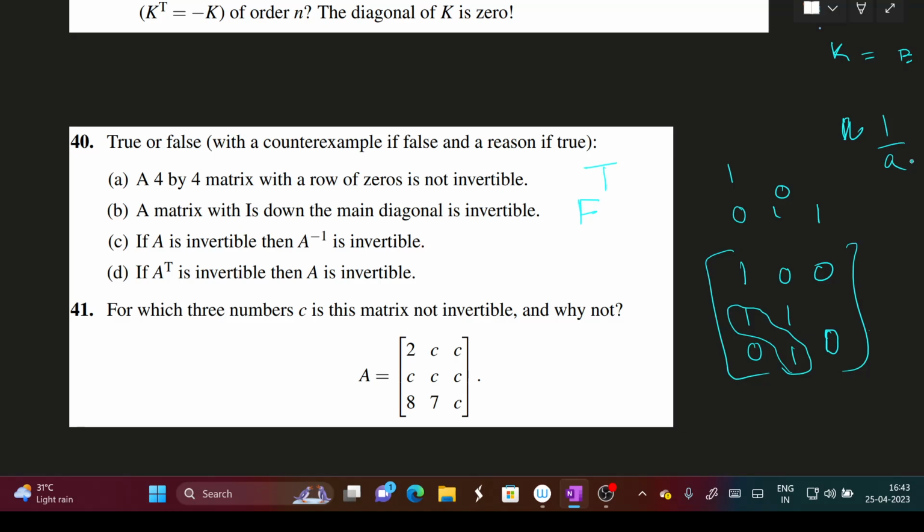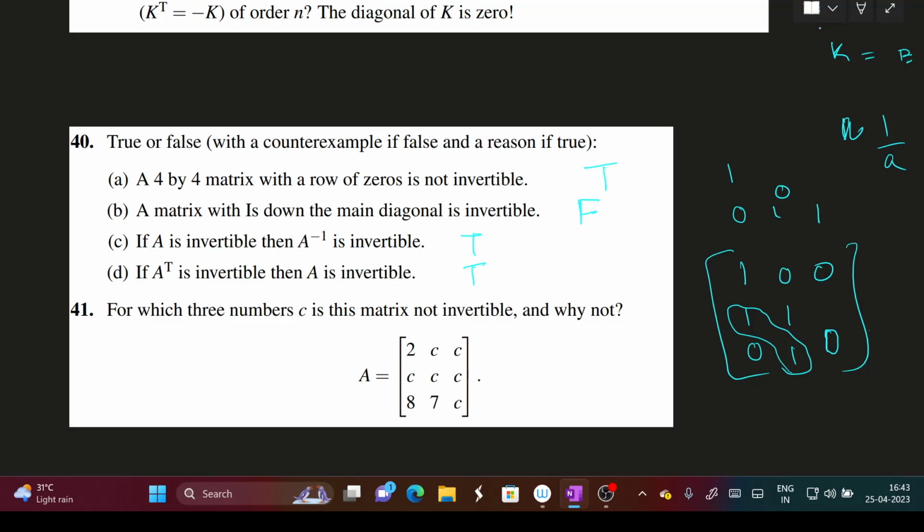If A transpose is invertible, then A is invertible. Yes, it is also true, because A transpose and A both have the same number of non-zero pivots. If A transpose is invertible, it means A transpose has a full set of pivots. That implies A has a full set of pivots. Hence, A is invertible. So this is true.